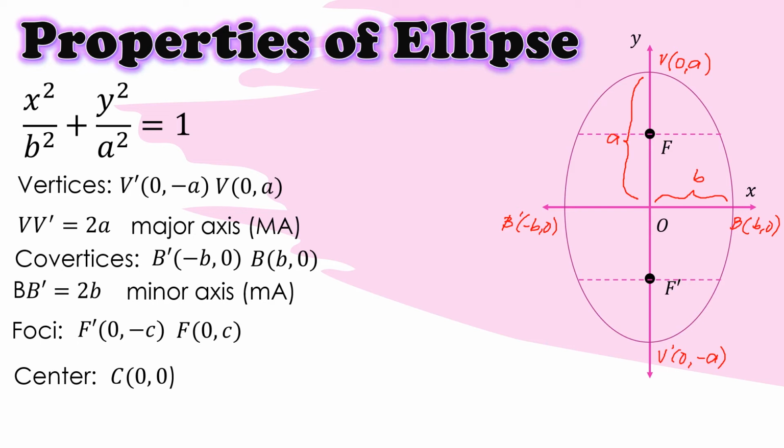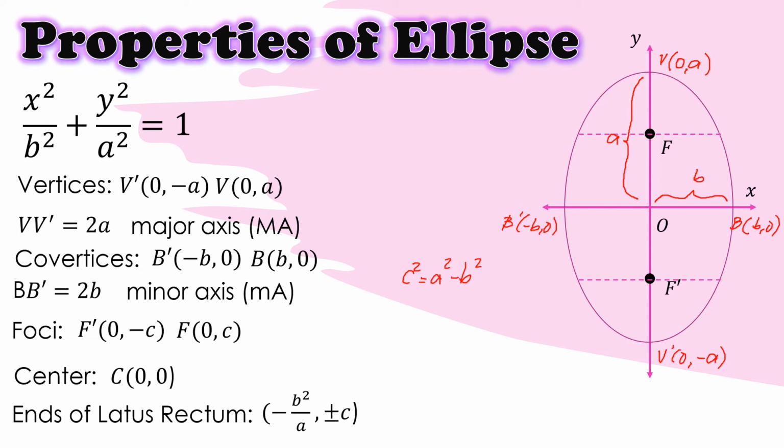The chords perpendicular to the major axis and passing through the foci is what we call the latus rectum, and the coordinates of the ends of the latus rectum may be obtained by substituting y is equal to c in the equation x squared over b squared plus y squared over a squared equals 1, and also using the relation c squared is equal to a squared minus b squared.